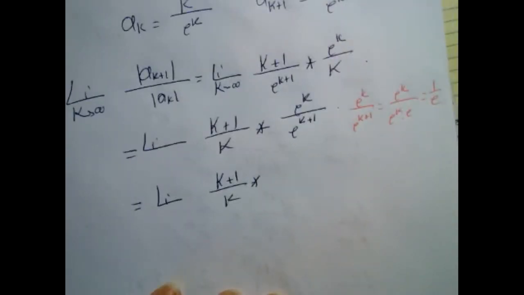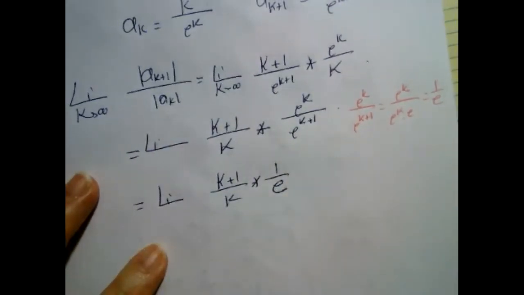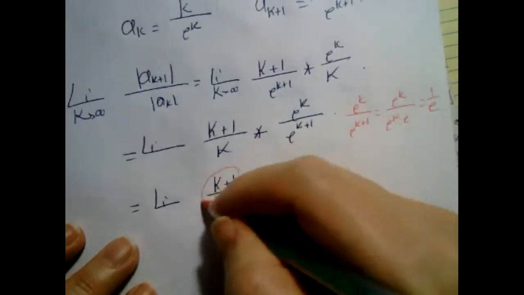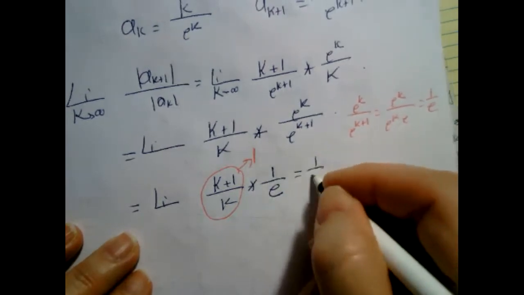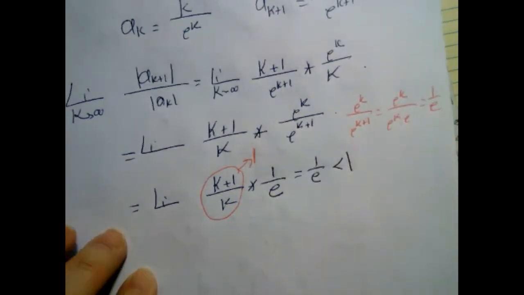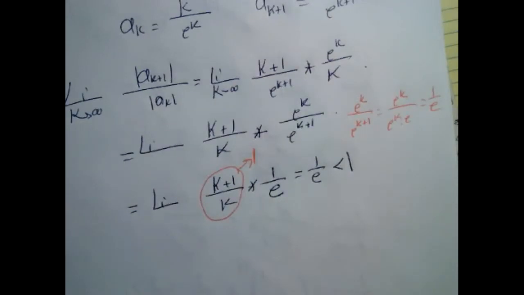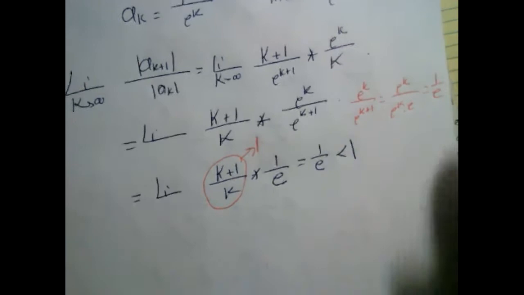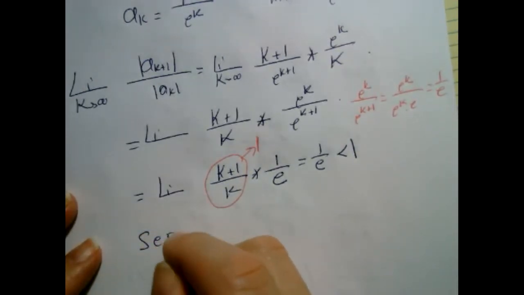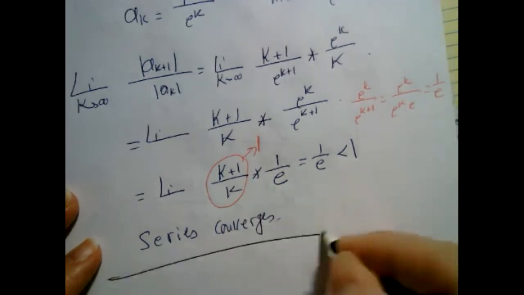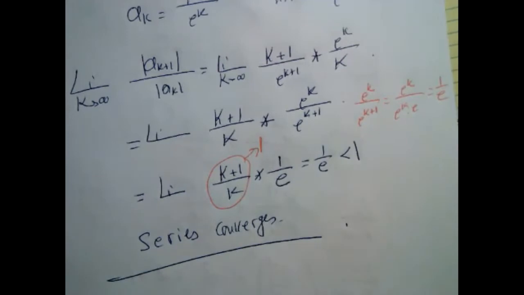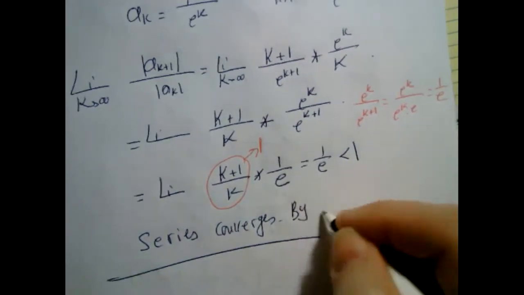Now as k goes to infinity, this term here will go to 1, which leaves me with the 1 over e. Definitely it's less than 1. It means my original series converges. End of the problem. Okay. By the ratio test, of course.